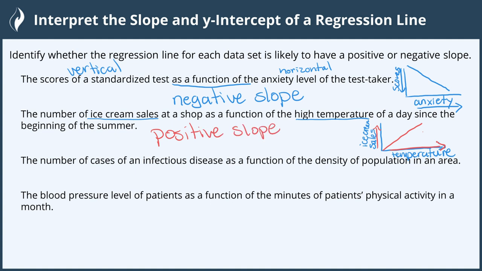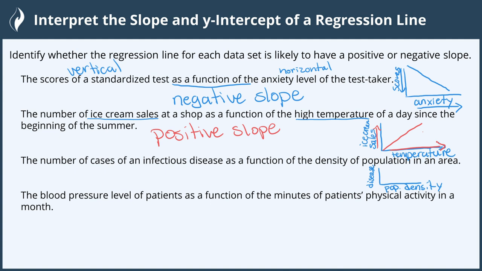Our third one reads, the number of cases of an infectious disease as a function of the density of the population in an area. So let's again give ourselves our vertical and horizontal. The second part, when it says as a function of, so we have the population density down here. So that's our horizontal, population density. Then for the vertical, we have the number of cases of infectious disease. So we're going to put disease here.